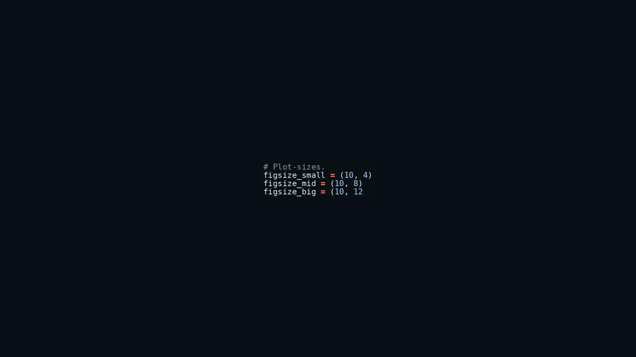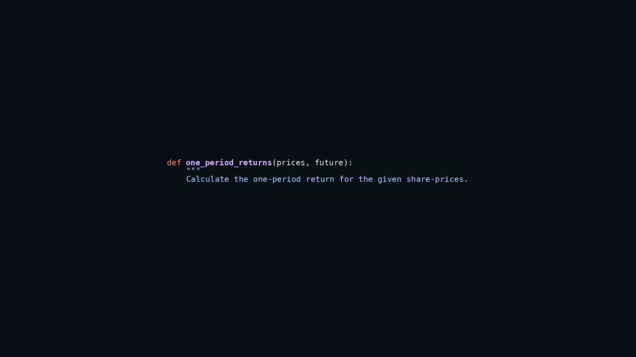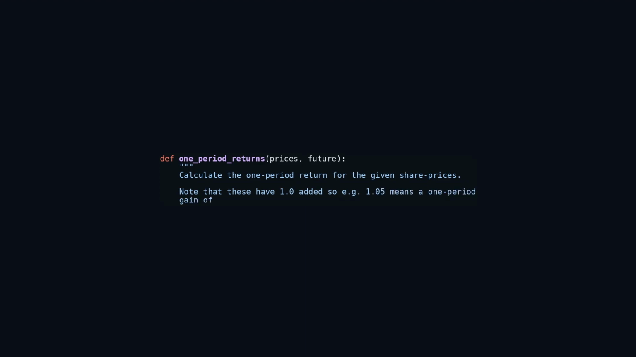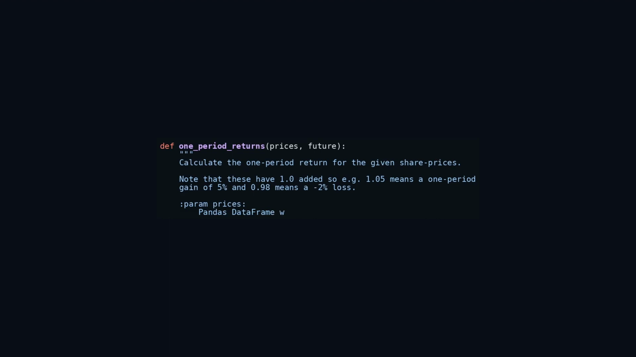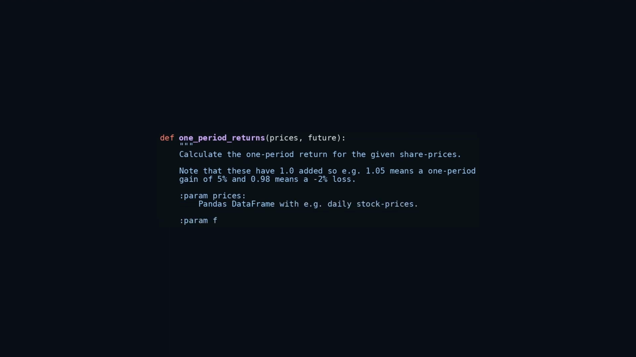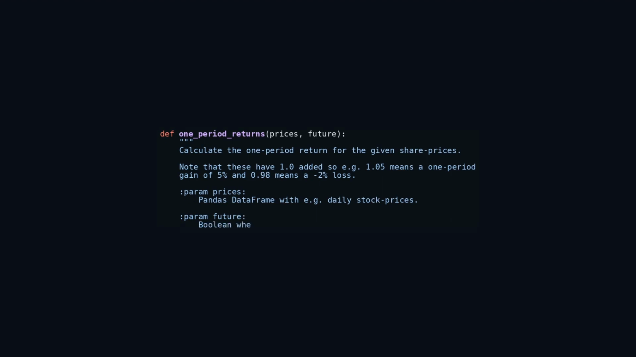data visualizations. The code defines a function designed to calculate 1-period returns from the provided share prices. The input is a pandas data frame named prices, which houses the historical prices, and a Boolean future that decides if the calculation targets future returns (true) or past returns (false). The function begins by calculating the percentage change in prices using the data frame's pct_change method, subsequently adding 1 to these values. This results in 1-period returns, where, for instance, a value of 1.05 indicates a 5% gain and 0.98 indicates a 2% loss.